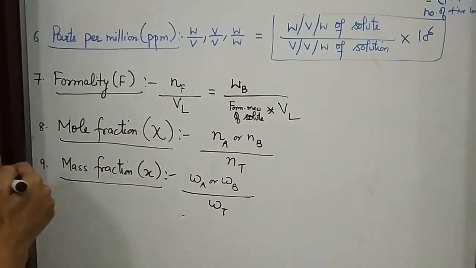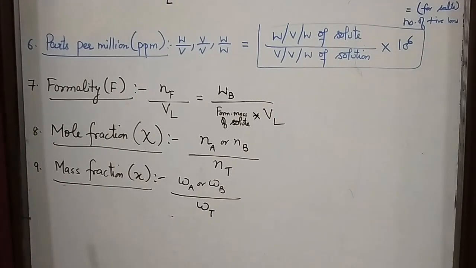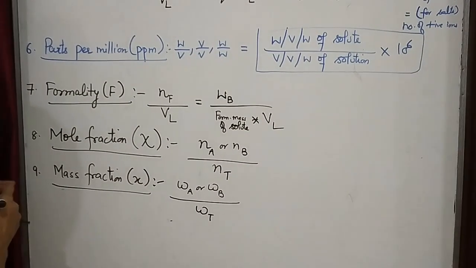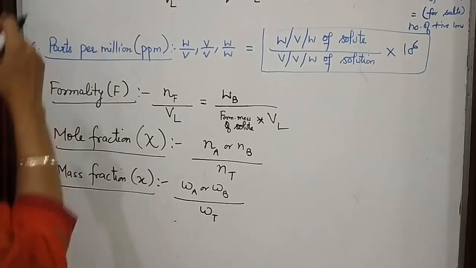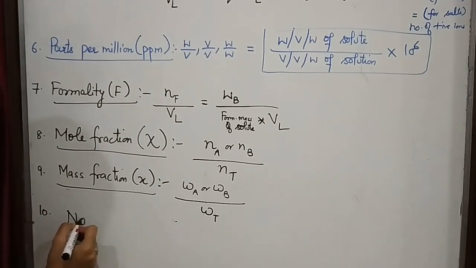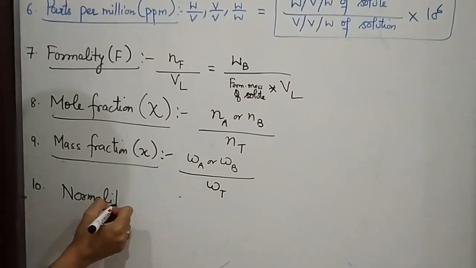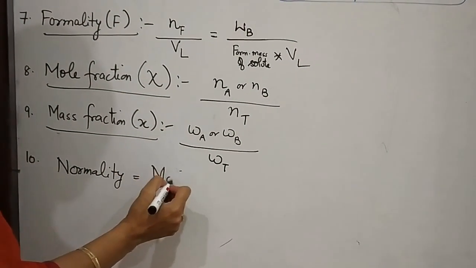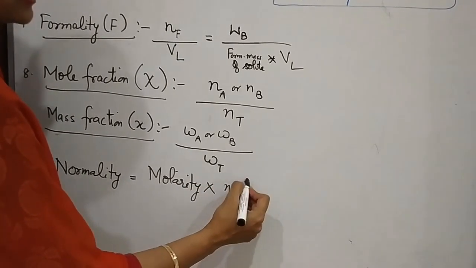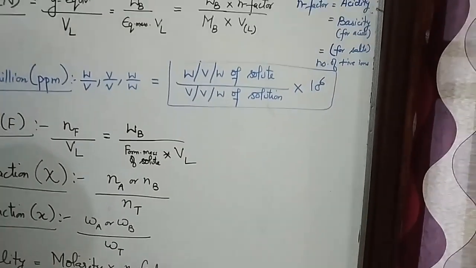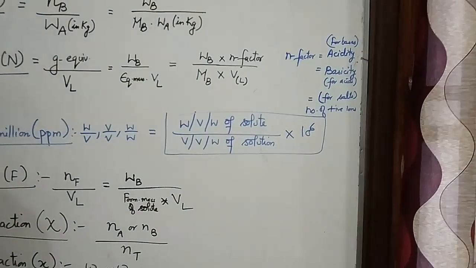One more thing, I told you about a relation between normality and molarity. So 10th, that is the relation between normality and molarity. It is normality is equal to molarity into n factor, which I told you above, this n factor. This is also important.